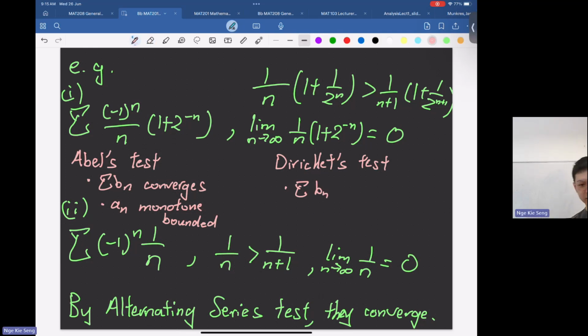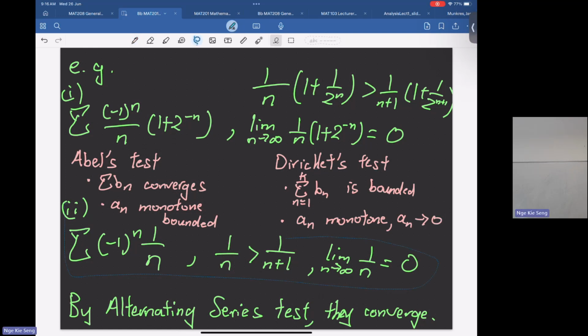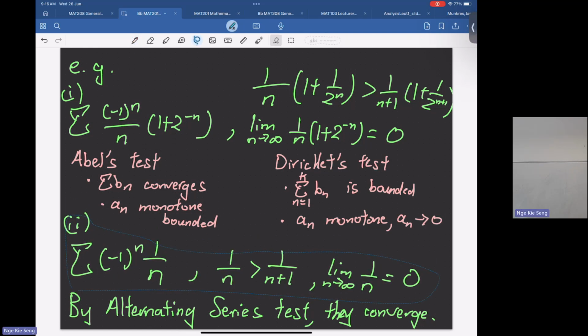Yeah, try think. I let you think for 5 minutes. Try first. See what you can do. For these two cases, see if you can apply Dirichlet test or Abel's test. Okay, for these two cases, try think if you can set any useful An and Bn.